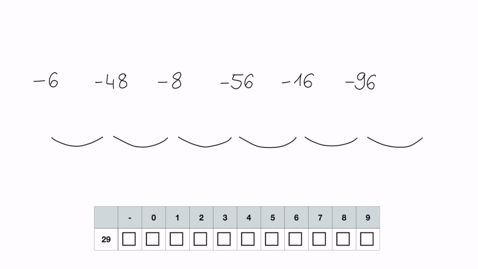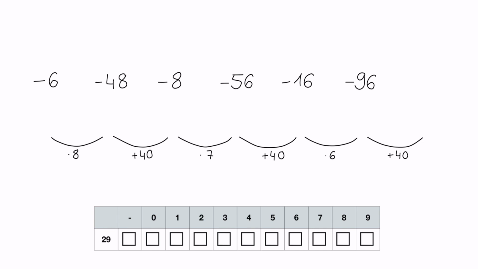So task 29 is again slightly more tricky, but don't freak out. Just focus on writing the rules all the way across and then noticing the patterns. So -6 to -48, that is going to be multiplication by 8. -48 to -8 is going to be adding 40. -8 to -56 is going to be multiplication by 7. -56 to -16 is again adding 40.